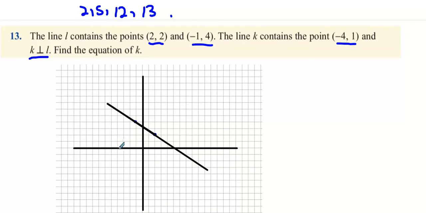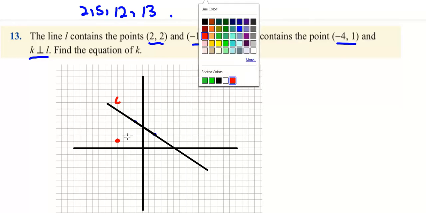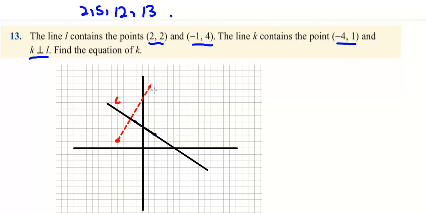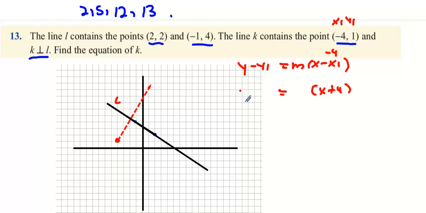We have to find the equation of a line that's perpendicular to the original line, which is L. So it's going to be a red dotted line coming up at 90 degrees, so it has to hit it at around 90 degrees. See the way that's 90 degrees there? We know a point on this line, because we're going to use y minus y1 equals m bracket x minus x1. We know this is the x1 and this is the y1 value. So it's going to be x minus minus 4, which is x plus 4, and y minus 1.